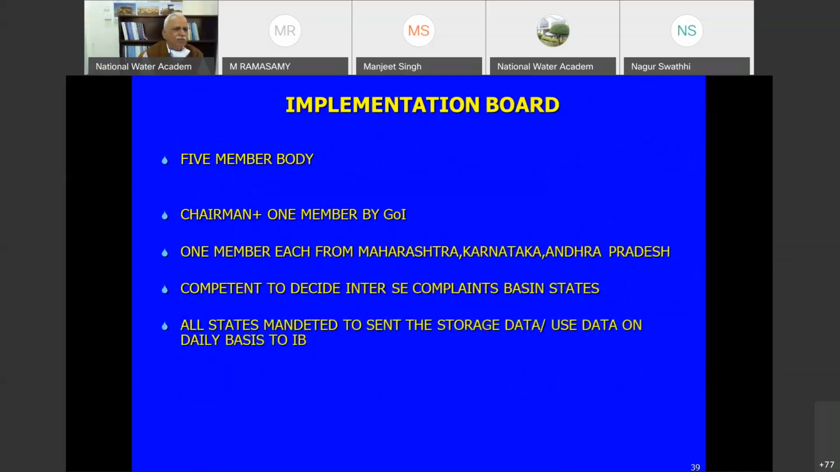The implementation board shall have 5 members: a chair, 1 member from the Government of India, and 1 member each from the 3 party states, that is Maharashtra, Karnataka and Andhra Pradesh, competent to decide interstate complaints between basin states. All states are mandated to send the storage data and use data on a daily basis to the implementation board.